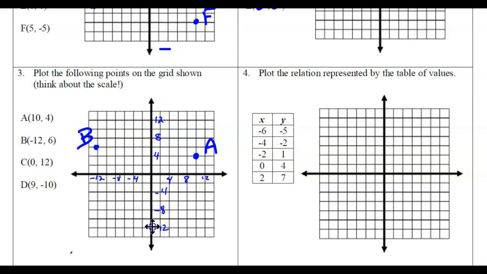(0, -12), so that's a y-intercept. It's on the y-axis. And then 9, well, 9 is halfway in between 2 grid markings, so you have to basically estimate halfway and then down to -10. So be careful on that one. It's in between 2 grid markings.